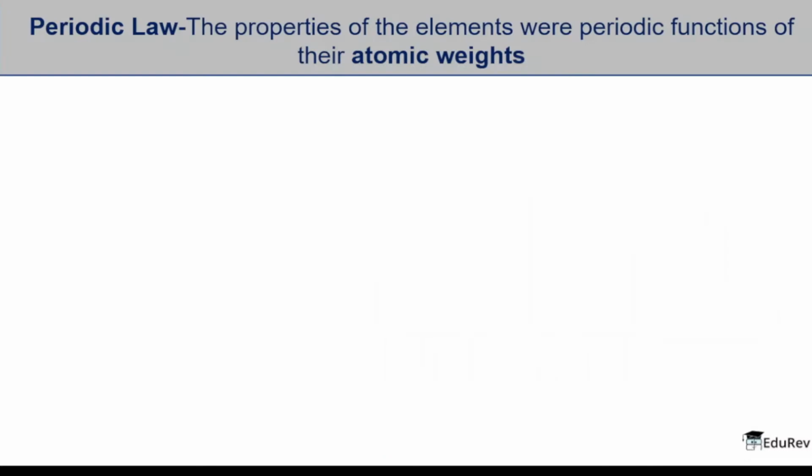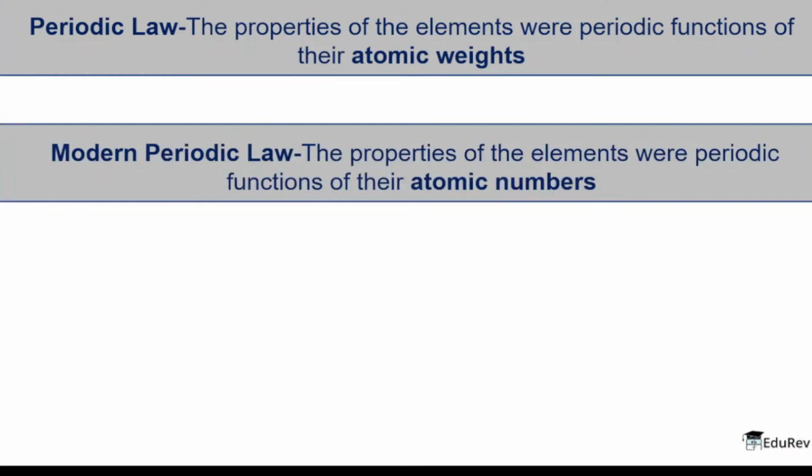Now, as you know, the Mendeleev periodic law stated that the properties of elements were periodic functions of their atomic weights. But the modern periodic law basically stated that the properties of elements were periodic functions of their atomic numbers and not of their atomic weights. Basically, atomic number was considered to be more of a fundamental property in comparison to the atomic weights.